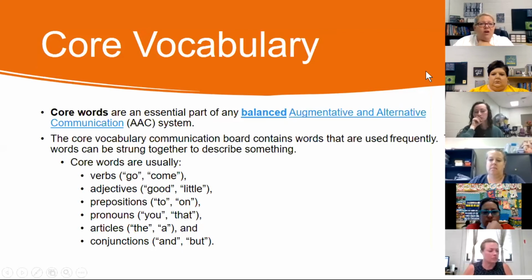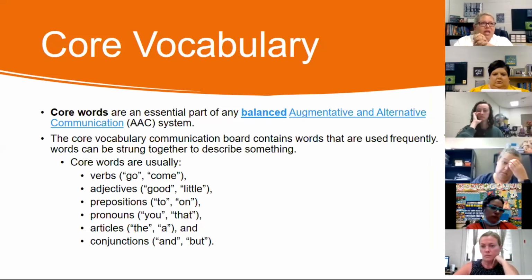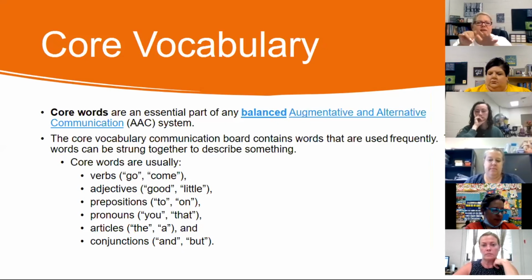So the first video we saw, that instructor talked about core vocabulary, and core vocabulary is an essential part of a balanced communication system. I think when I first started teaching a couple of years ago, we didn't really talk about core vocabulary. We talked about content specific things, volcano, whatever.